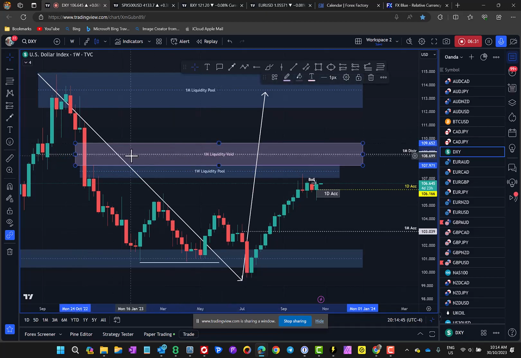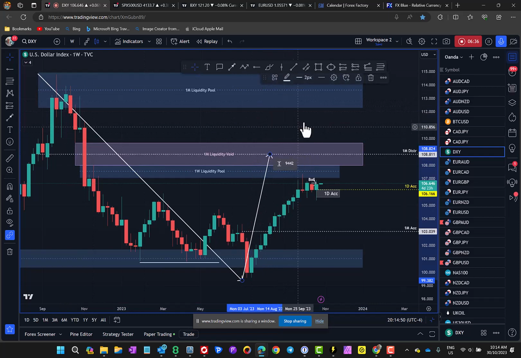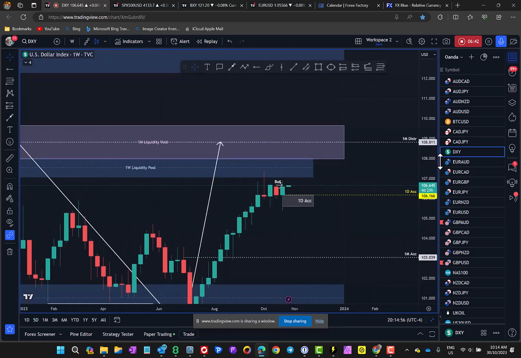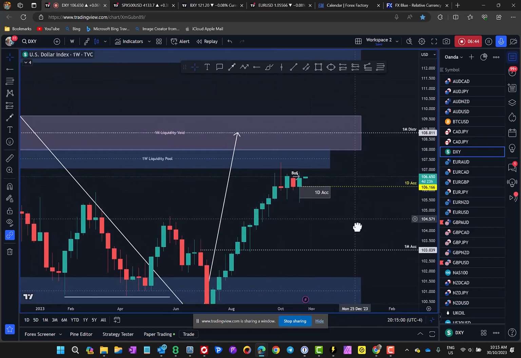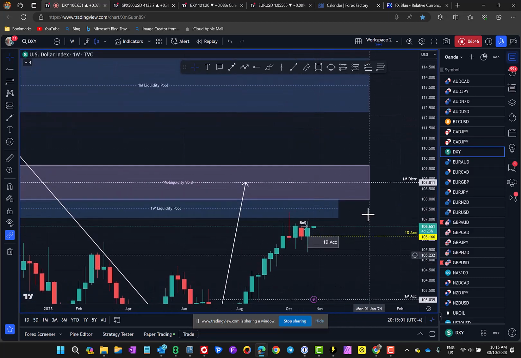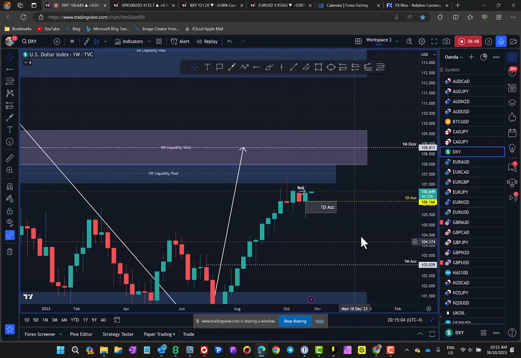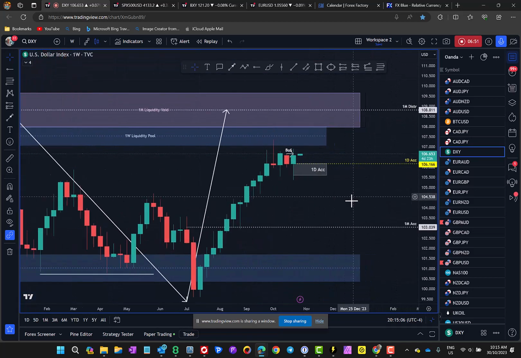Liquidity void, I should say. This is possibly where we're heading. Very clear targets. With that in mind, I'm looking for a buy opportunity. I want to get involved. Let's go down the time frames now and have a look at what's going on in here.